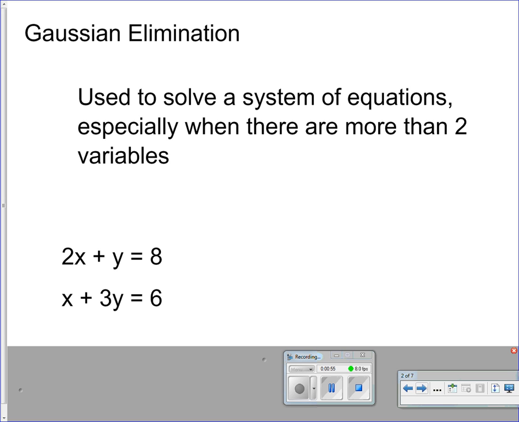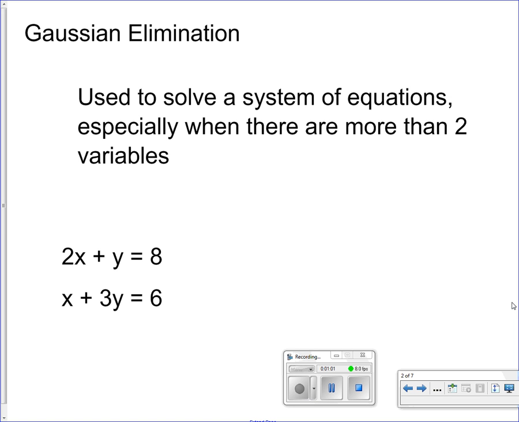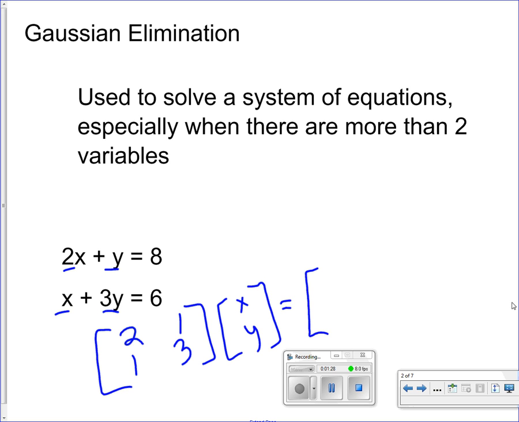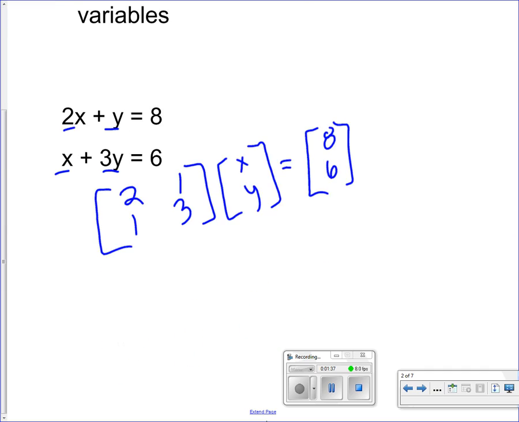So the system we're going to look at is 2x plus y equals 8 and x plus 3y equals 6. We're going to turn these into matrices. So first, we're going to have a matrix of all the coefficients. Those are all the numbers that the variables are being multiplied by. So I have 2x plus 1y and 1x plus 3y. Those are the coefficients. They are being multiplied by the variables x and y, and it equals the constants 8, 6. They're called constants because they're numbers without variables. So a little vocab that we need to be aware of here.